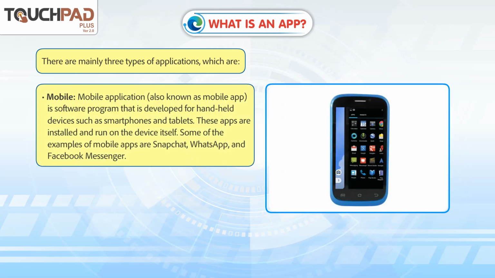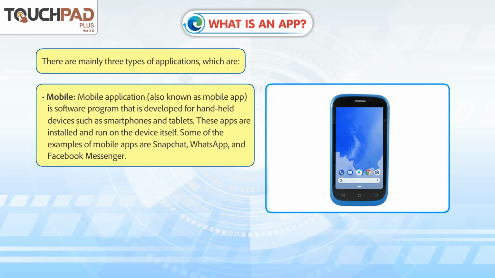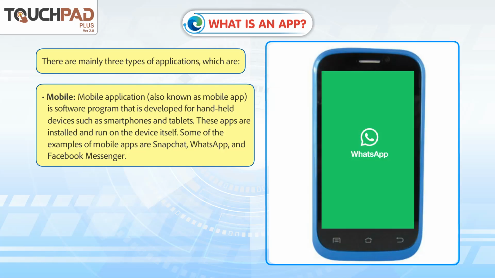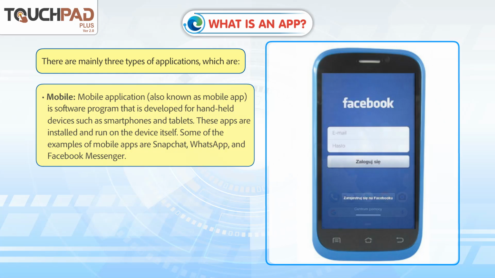Mobile application, also known as mobile app, is a software program that is developed for handheld devices such as smartphones and tablets. These apps are installed and run on the device itself. Some of the examples of mobile apps are Snapchat, WhatsApp, and Facebook Messenger.